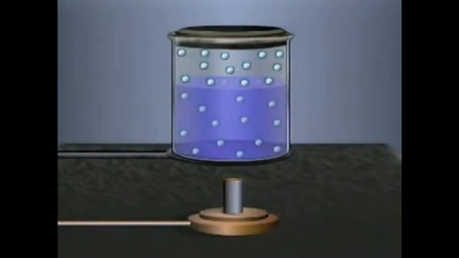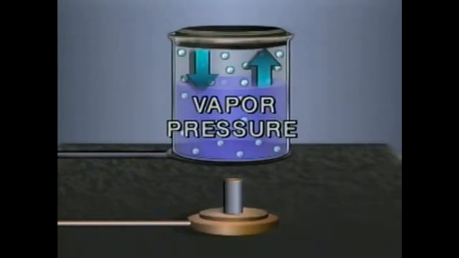Eventually, a point can be reached at which the number of molecules escaping from the liquid equals the number of molecules returning to the liquid. The pressure exerted by the escaping vapor molecules at this point is called the vapor pressure of the liquid. A liquid's vapor pressure indicates how rapidly the liquid will vaporize at a given temperature.